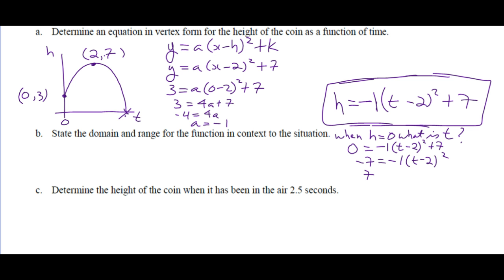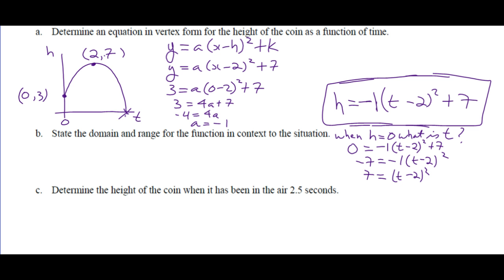Positive 7. So I'm going to divide by negative 1, to get rid of this negative. I can divide by negative 1, or I can multiply by negative 1, right? Negative 1 times negative 1 makes positive 1. So multiply both sides by negative 1, that'll work, or divide both sides by negative 1. So we get 7 is equal to (t - 2)².